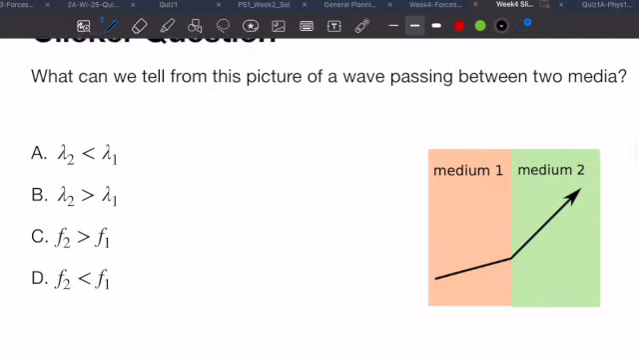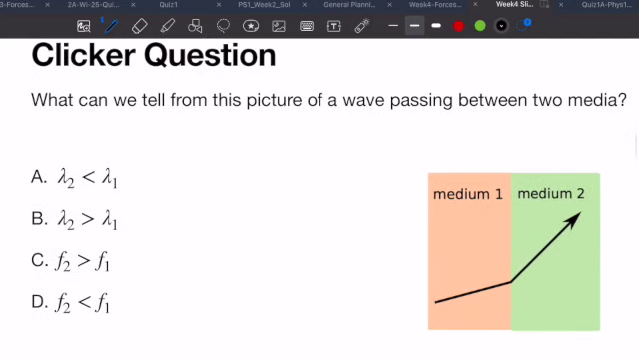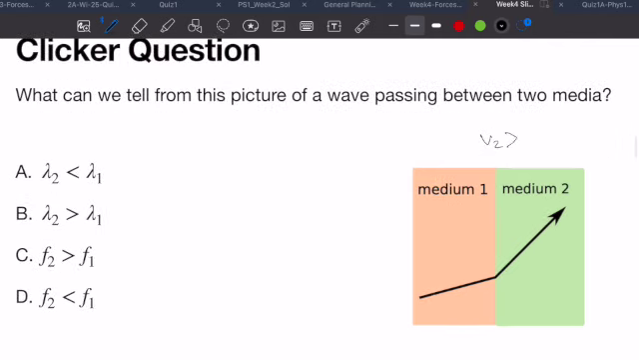Okay, here's another one. So think through, now that you know that the velocity in medium 2 is greater than velocity in medium 1, what can you say about the wavelength? So again, pause the video and think about what you might say about the wavelength. Okay, hopefully you paused the video and thought about it. So let's take a look at v equals lambda f. We know v2 is bigger than v1. So let's see how lambda compares.